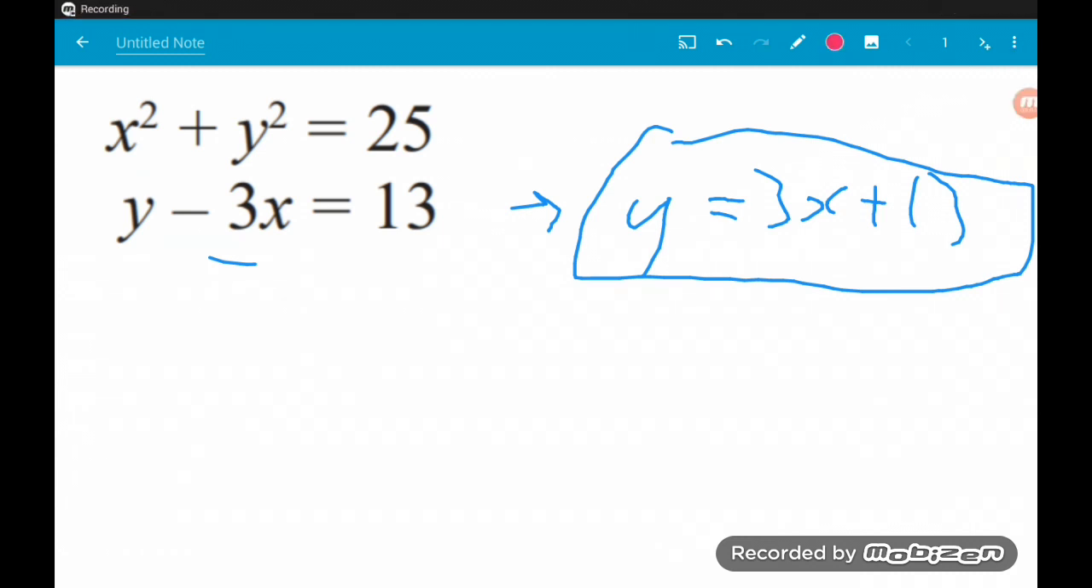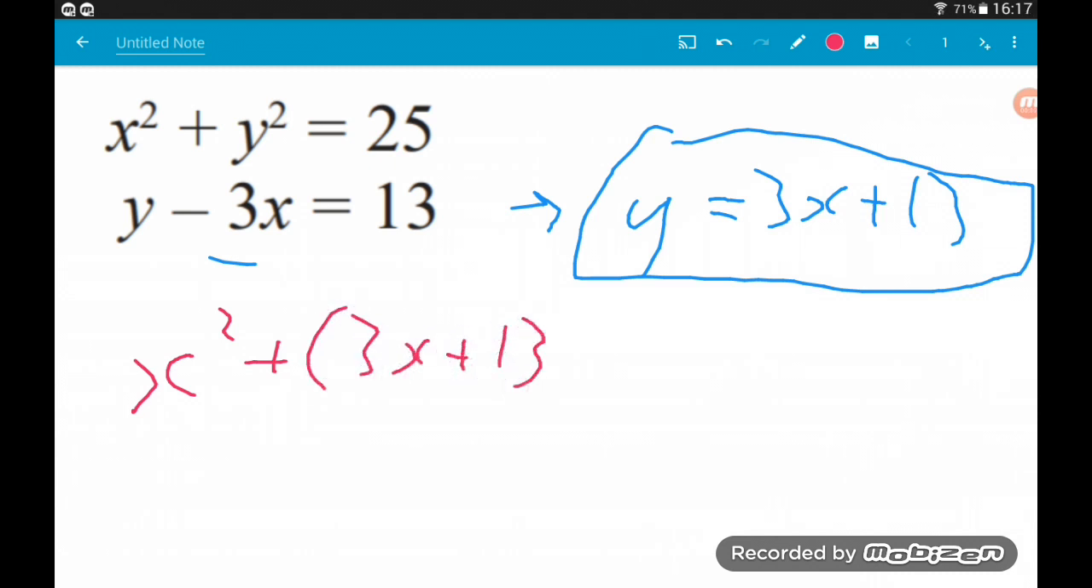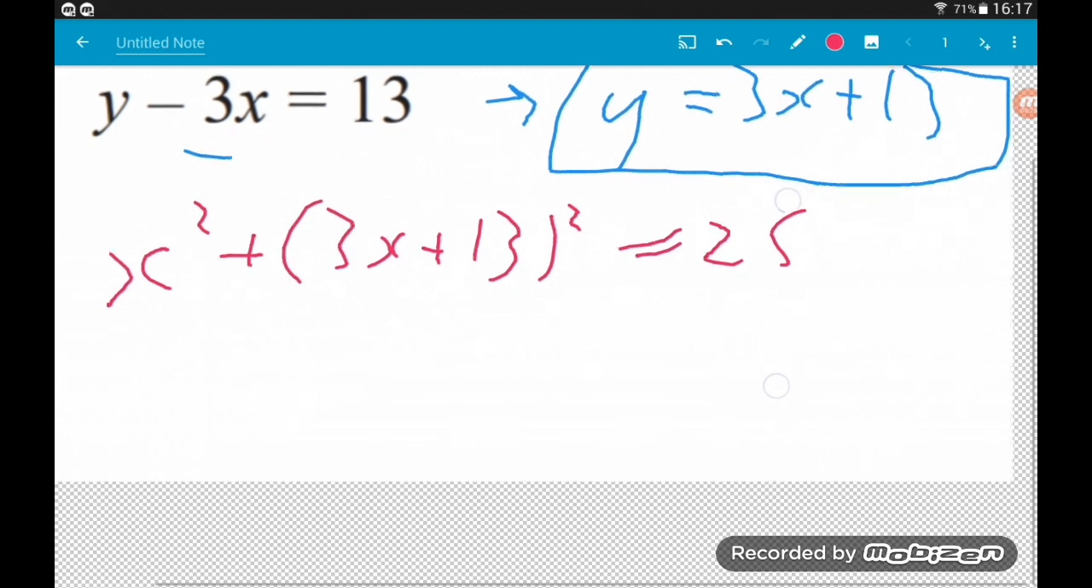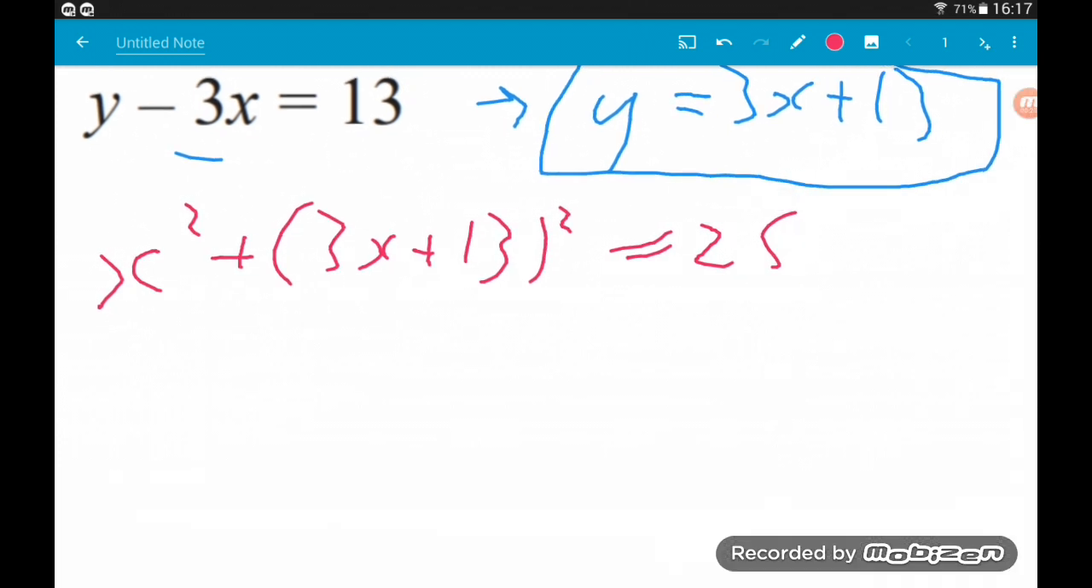Okay, so if we make our substitution, then our quadratic is now going to look like this. x squared plus (3x add 13) all squared is equal to 25. So that's the substitution step. Next, we expand the bracket. So check that you get the same as me here.